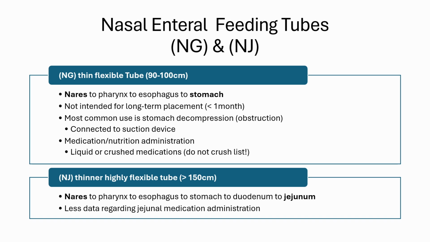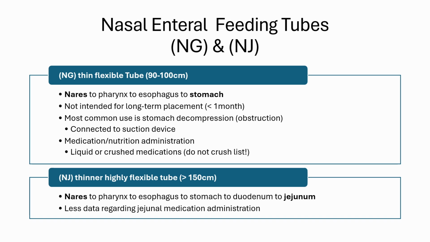Nasogastric and nasojejunal feeding tubes are utilized for patients who are unable to swallow on their own, such as patients who have had a recent stroke. Nasogastric feeding tubes are thin, flexible tubes that range somewhere between 90 to 100 centimeters in length. They're inserted from the nares to the pharynx, to the esophagus, down into the stomach. They're usually not intended to be used for long term, so they're in place for less than about a month.